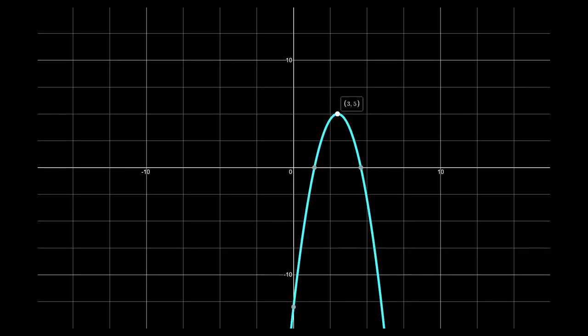Now, let's try to identify the vertex form of this graph. We can see that the vertex of this graph is (3, 5), so we can plug that into the equation y = a(x − 3)² + 5, because 3 is the opposite of the x value of the vertex and 5 is the y value of the vertex. Now just take a point which is not the vertex. I will take the point (0, −13), plug that into the equation for the x and y values, and solve for a. You should get −2 as an a value. This makes sense because the graph is opening downwards.